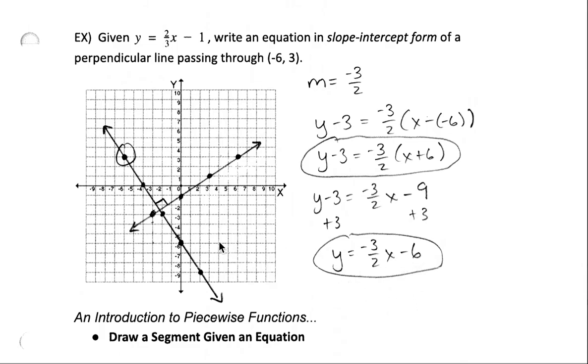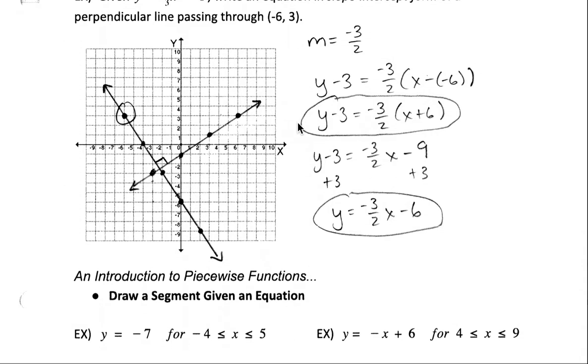In slope-intercept form, it's got a y-intercept of -6. It is perpendicular to that original line, and it does cross through the point given to us. So there's how we write equations of parallel and perpendicular lines going through a specific point. Just use that point-slope form equation.